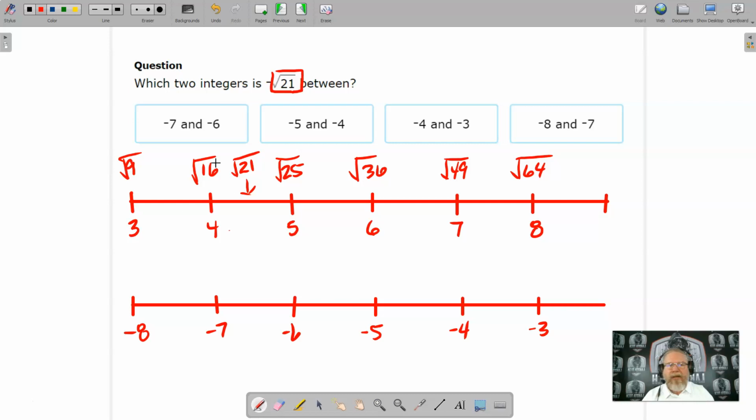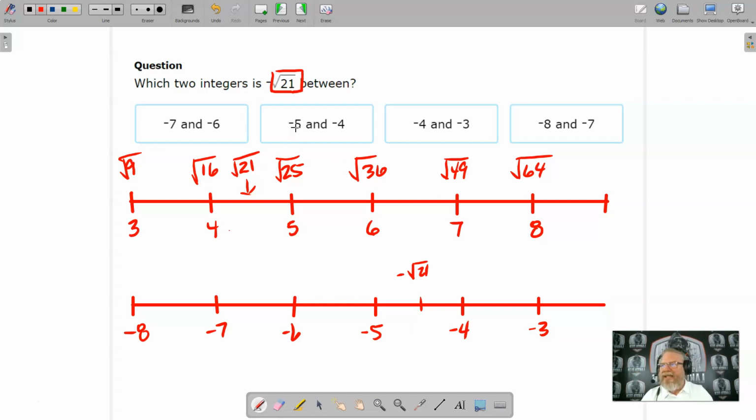And this works out because those are our choices, our answers, correct? So the next thing we're going to do is realize that if we're between 4 and 5 on the positive side, then we're going to be between negative 4 and negative 5 on the negative side as well. So the opposite of the square root of 21 is going to fall someplace between negative 4 and negative 5.